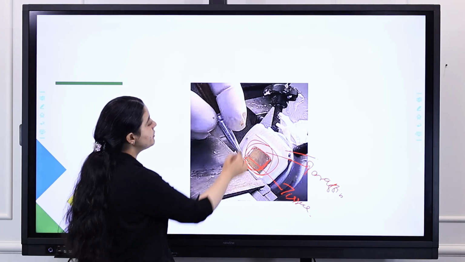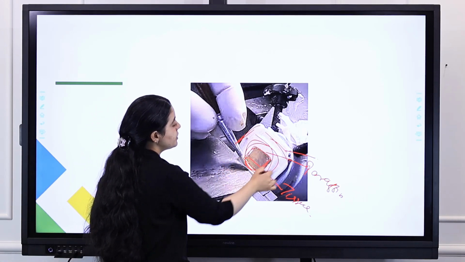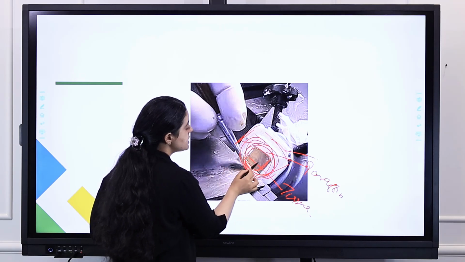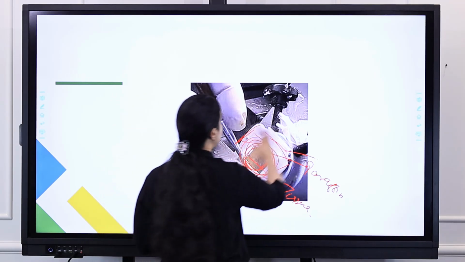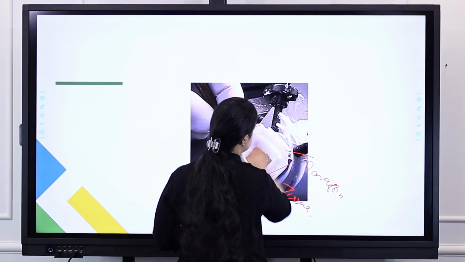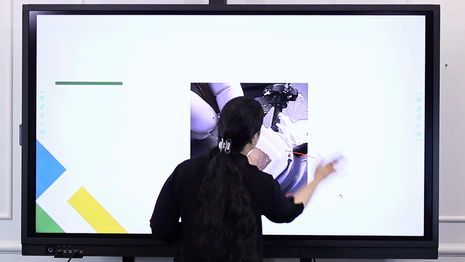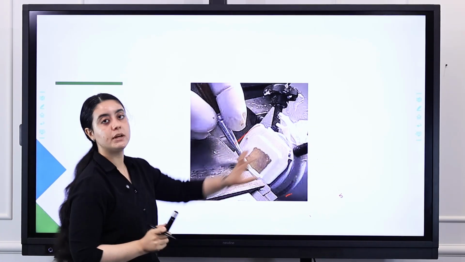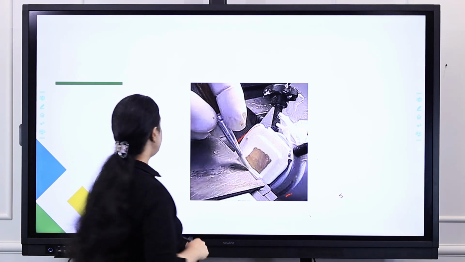And like this, we have to trim all the extra paraffin. Now this area only we have left with the paraffin, and this is our tissue. Now this is ready to cut into thin sections with the help of the microtome, right? So now our tissue is perfectly embedded into the paraffin wax, right?